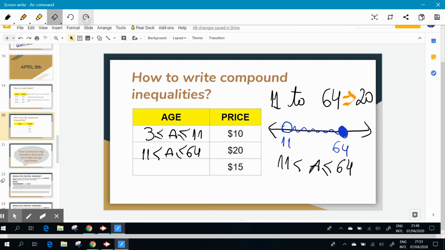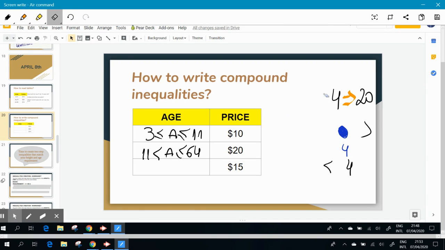Oopsie, my bad. Then I'm going to erase this, and then we'll go to the last one. The last one will be a simple inequality because since 64 is here, all the people who have ages greater than 64 will pay $15. Okay.